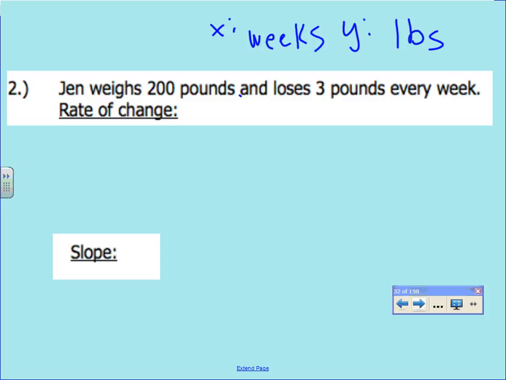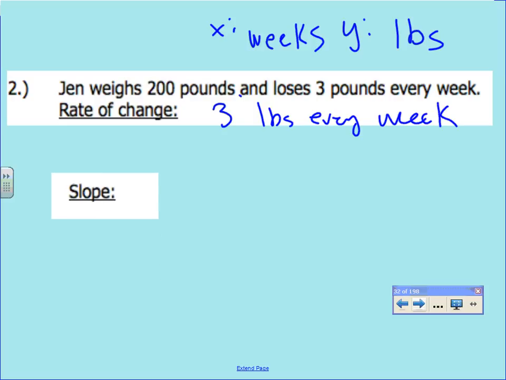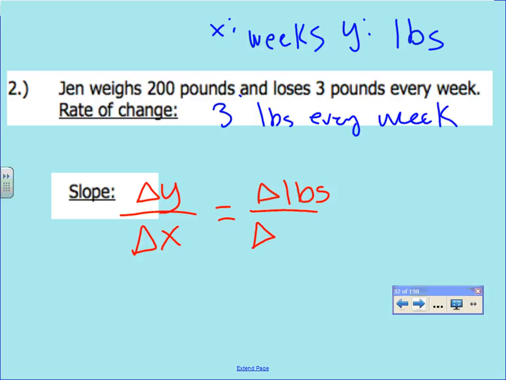Okay, now let's go to what is the rate of change. Brianna, tell us what the rate of change is. Yeah, 3 pounds every week. So this is our rate of change. This is what's changing every week. Her weight is changing by 3 pounds. Okay, we need to translate that to slope. So we have change in Y over change in X. So why I changed my mind, I wanted you to list the X and Y first, is so that this would be easier. So change in Y means change in her weight or change in pounds, however you want to write that down, over change in X, which is change in weeks.